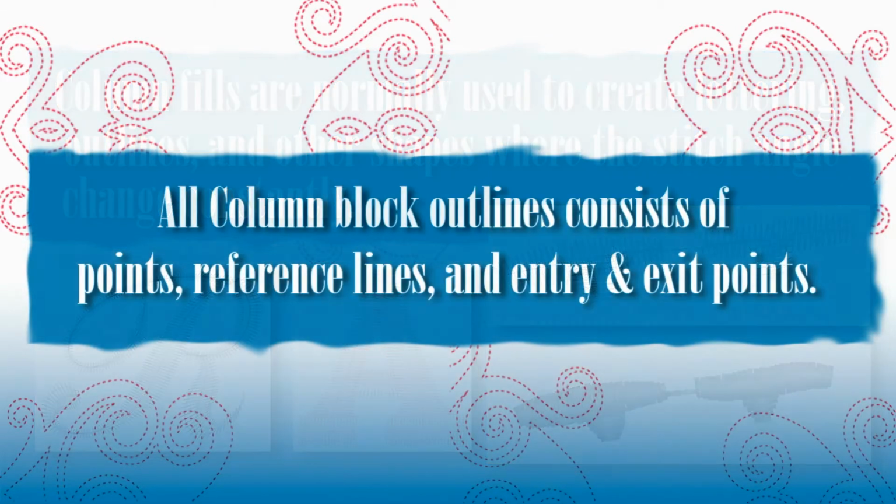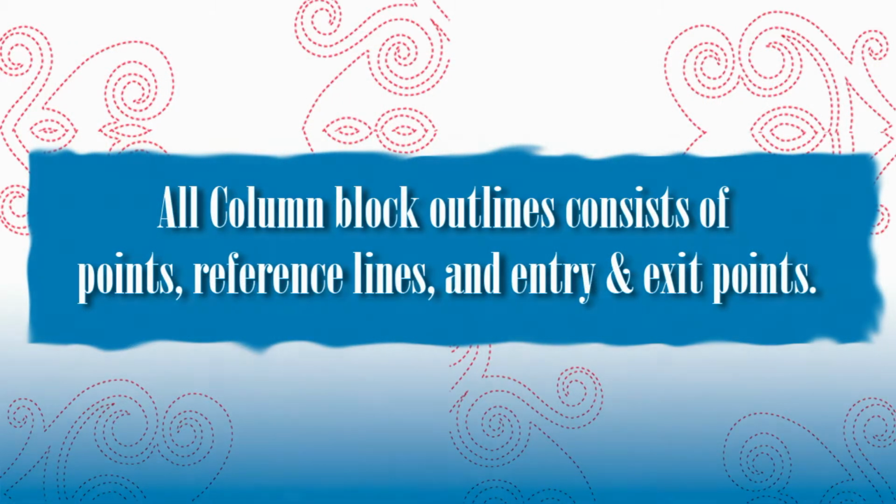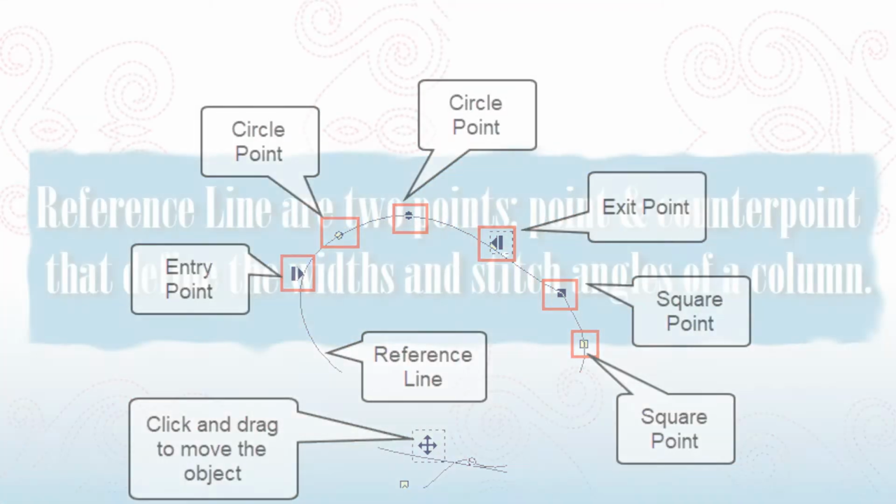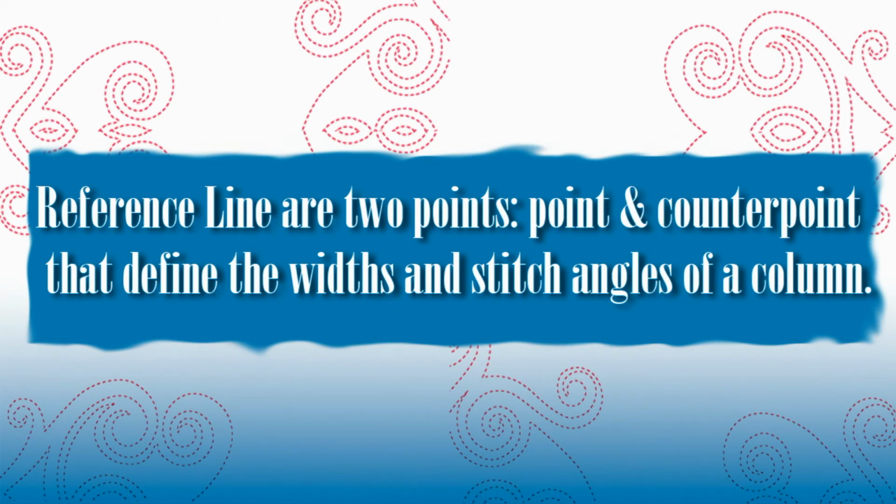The primary structure of all column block outlines consists of points, reference lines, and entry and exit points. When you plot a column stitch, the stitches go in the direction that you plotted the point. This is called point to counterpoint. When creating column stitches, you create a reference line by clicking a point and a counterpoint. These 2 points define the widths and stitch angles of a column.